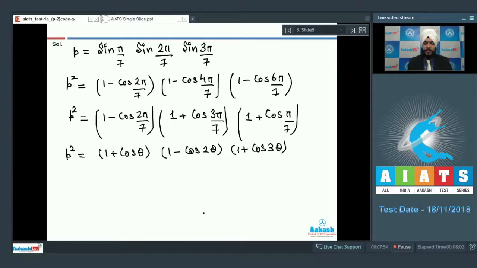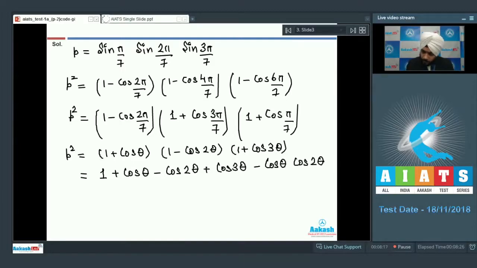So there are going to be 8 terms in the expansion. First term is 1. Then we will have cos theta, minus cos 2 theta, cos 3 theta, minus cos theta cos 2 theta, minus cos 2 theta cos 3 theta, plus cos theta cos 3 theta, minus the product of 3 terms cos theta, cos 2 theta, cos 3 theta.